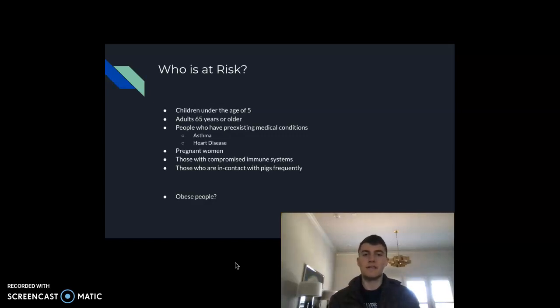The reason I say that is that there's a study done by the University of Michigan, and they predicted that approximately 30% of pigs in the U.S. actually have swine flu. And so there are still studies looking at whether obese people are more prone to get it.